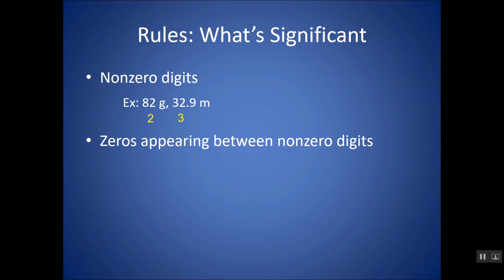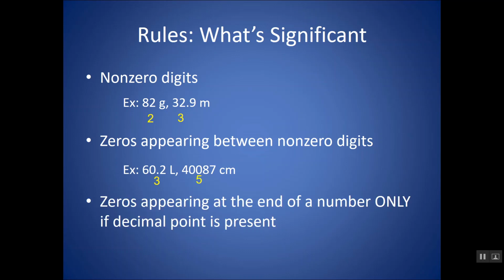Zeros can sometimes be significant. Sometimes they have meaning in the number, and sometimes they're just holding a place value. Anytime a zero is between non-zero digits, it's significant. So for instance, 60.2 has 3 significant figures because that zero is sandwiched between the 6 and the 2. And the next number has 5.